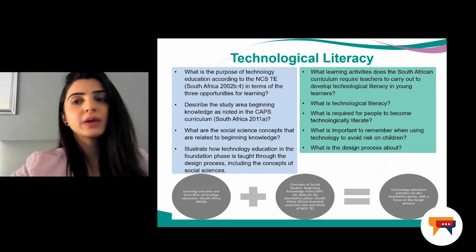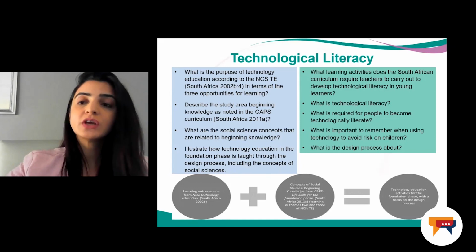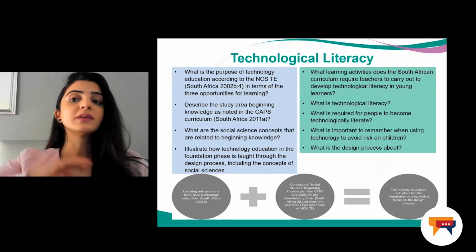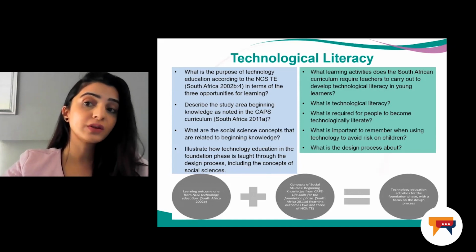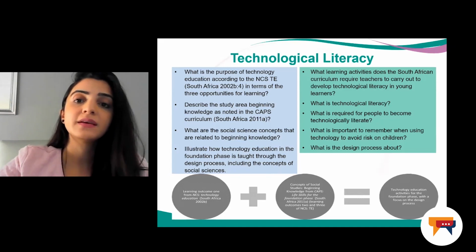And you also need to be able to illustrate how technology education in the foundation phase is taught through the design process. Many students have created technology activities but not gone through the process, and that's where you lost marks in the assignment.